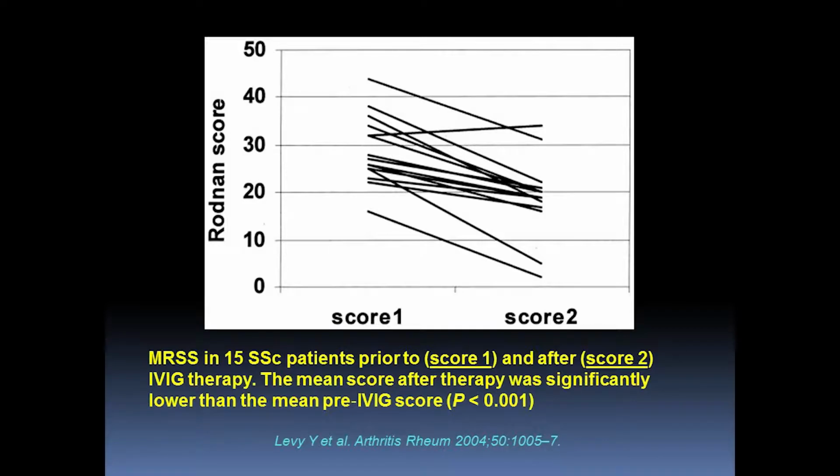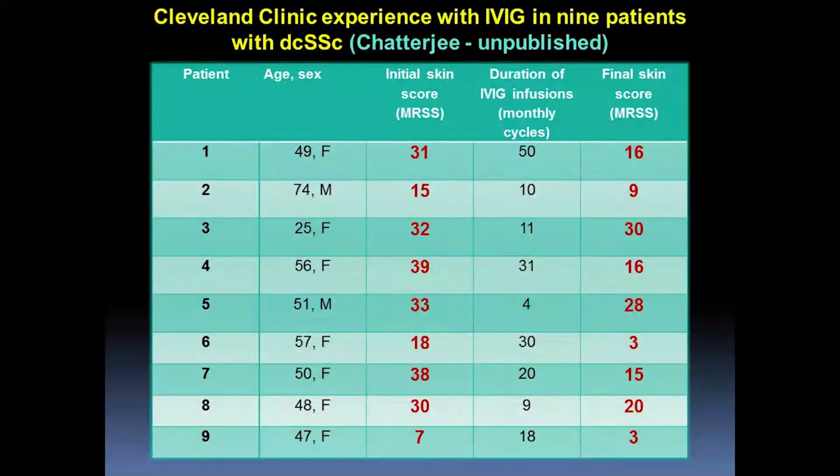Eleven patients were treated for 6 cycles, 3 patients 4 cycles, and these are monthly cycles of IVIG, 2 grams per kg, and 1 patient received 3 cycles. This is our own Cleveland Clinic experience. These are patients who are lucky enough to get this IVIG approved through their insurance, and we have variable duration of follow-up, and there is no control arm, but at least we have been impressed with the drop in the skin score in each of these patients.